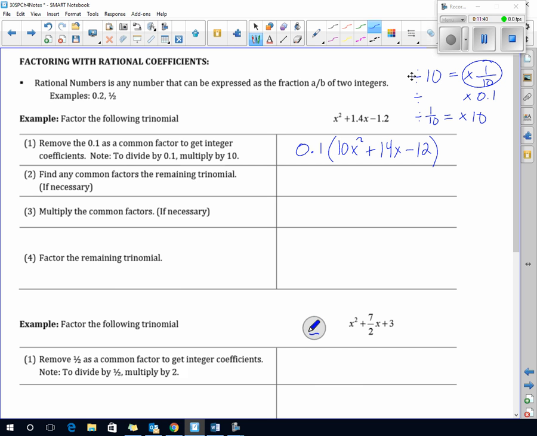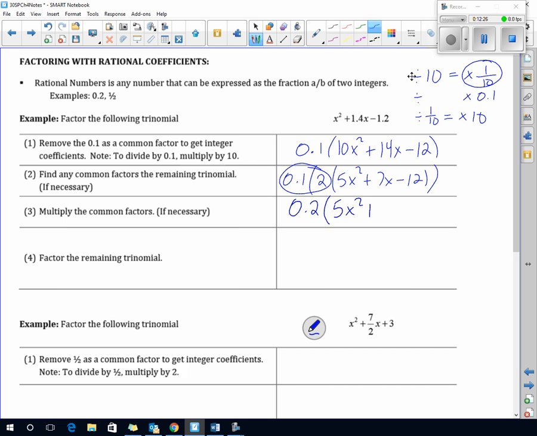A 2. So if I take a 2 out, what does this 0.1 become? 0.2. So that would be 5x squared plus 7x minus 6. If you want, I can show it in 2 steps just so that you realize this. 0.1 times 2 times 5x squared plus 7x minus 12. Do you see? All I did there is I multiplied 0.1 times 2 when I took the 2 out. So that's 0.2 times 5x squared plus 7x minus 12. Again, at any point in time, multiply this out and see if you get the original.